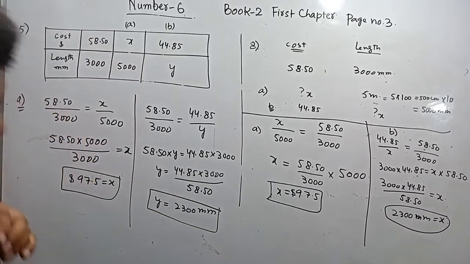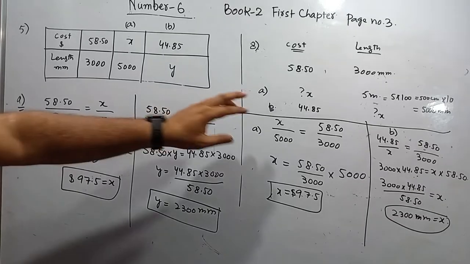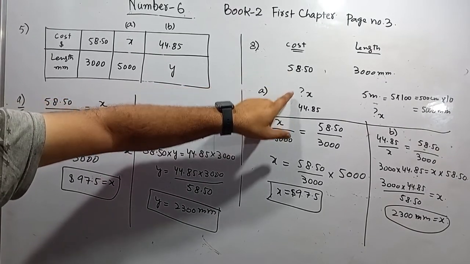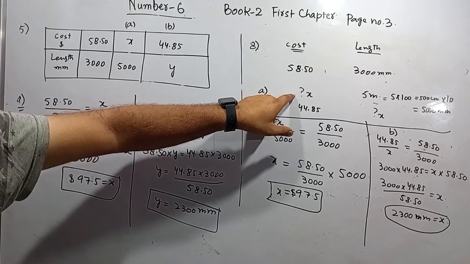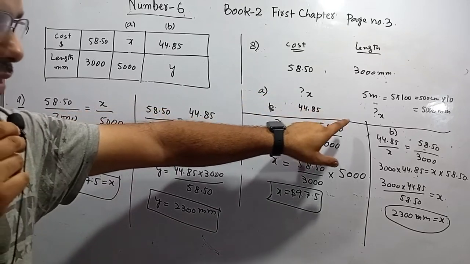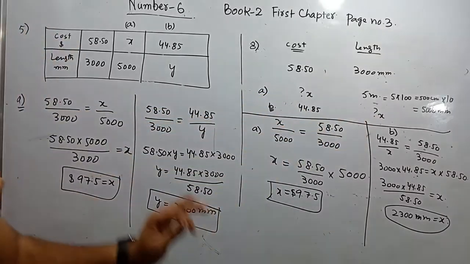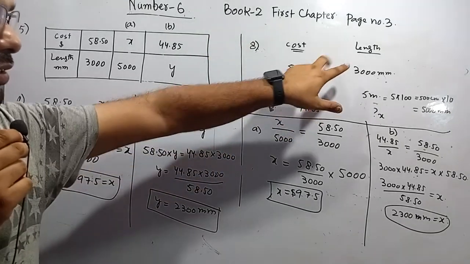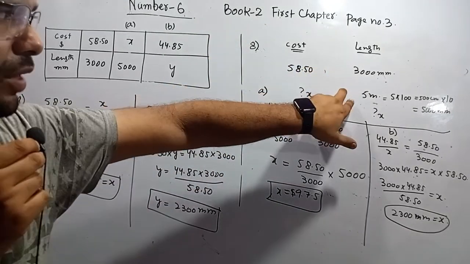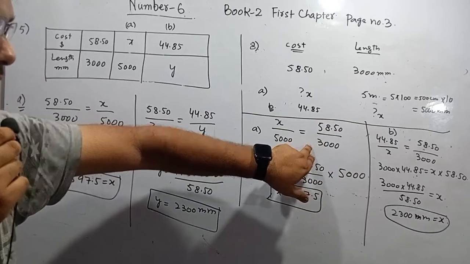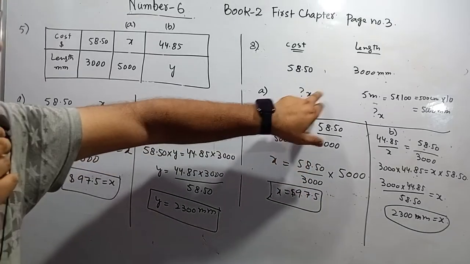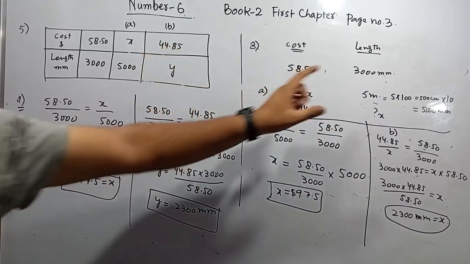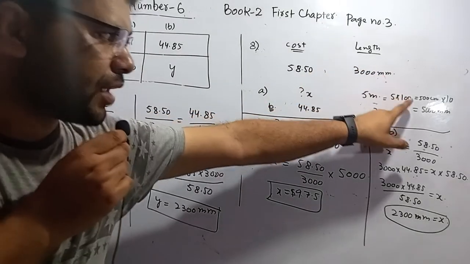Now I need to explain that there are two ways to do this question. The first condition is the given condition. Part A is this, here we need to find the cost. Part B is this, here we need to find the length. Since they are in direct proportion, the ratio of these two will be equal to the ratio of these two. Here you need to understand only one thing: what is given is in mm.